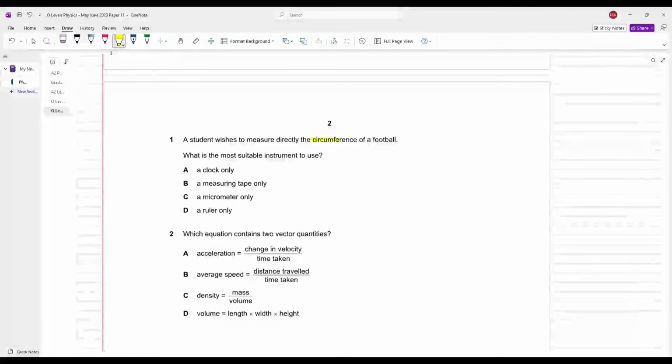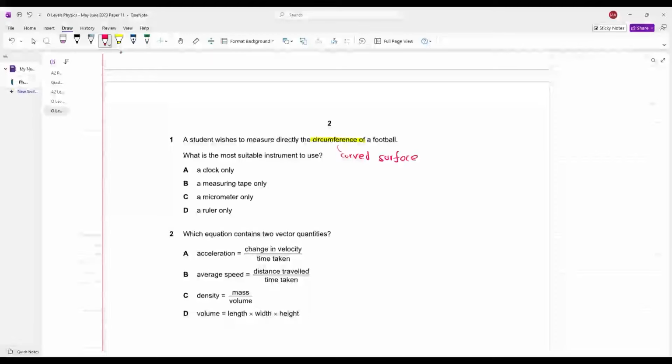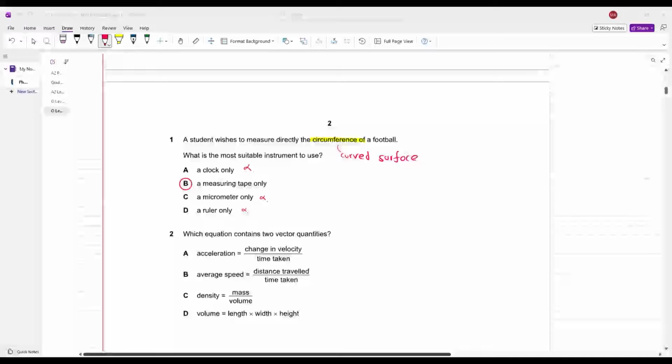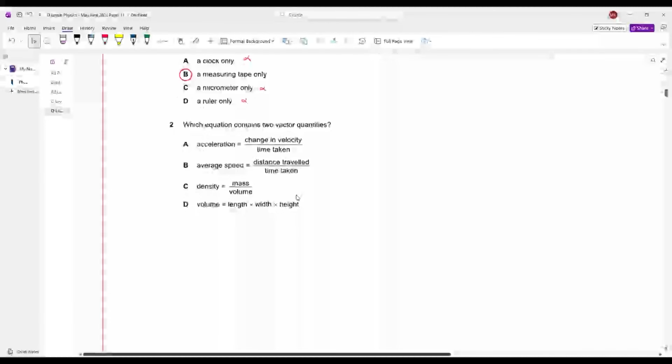देखो, circumference of a football is what? Is a curved surface. You cannot use a clock for that. You cannot use a micrometer for that. You cannot use a ruler for that. What you can use is a measuring tape. Measuring tape हमेशा curved surfaces के लिए use की जाती है बेटा. Hence why question 1 का answer is B.